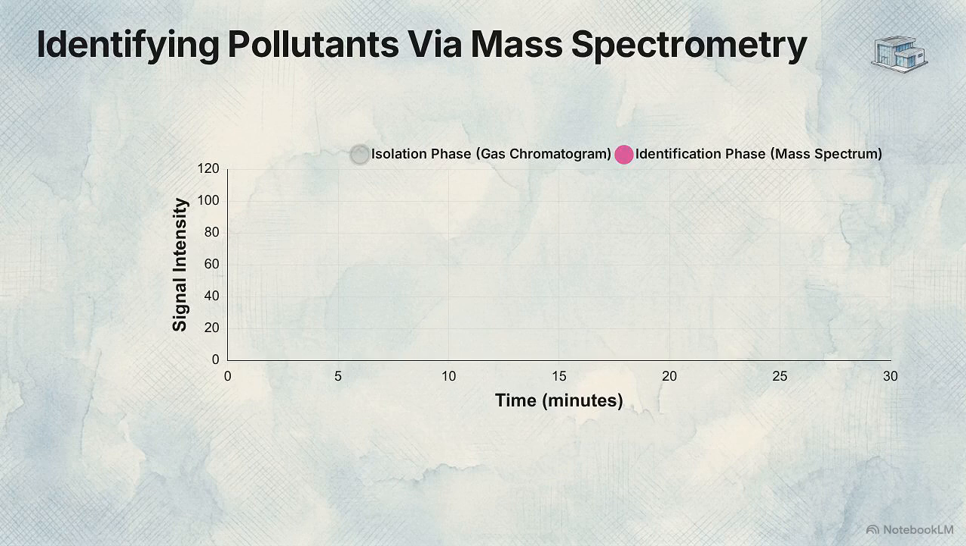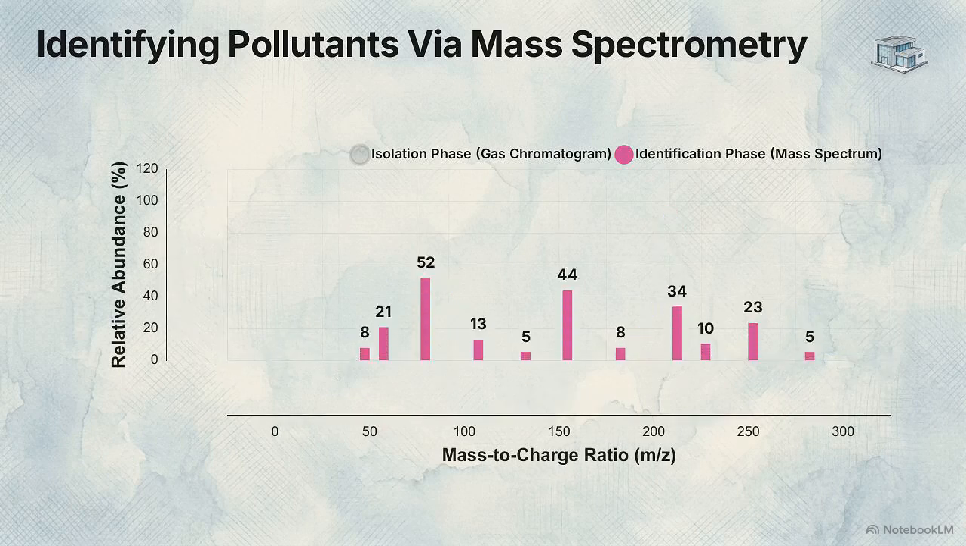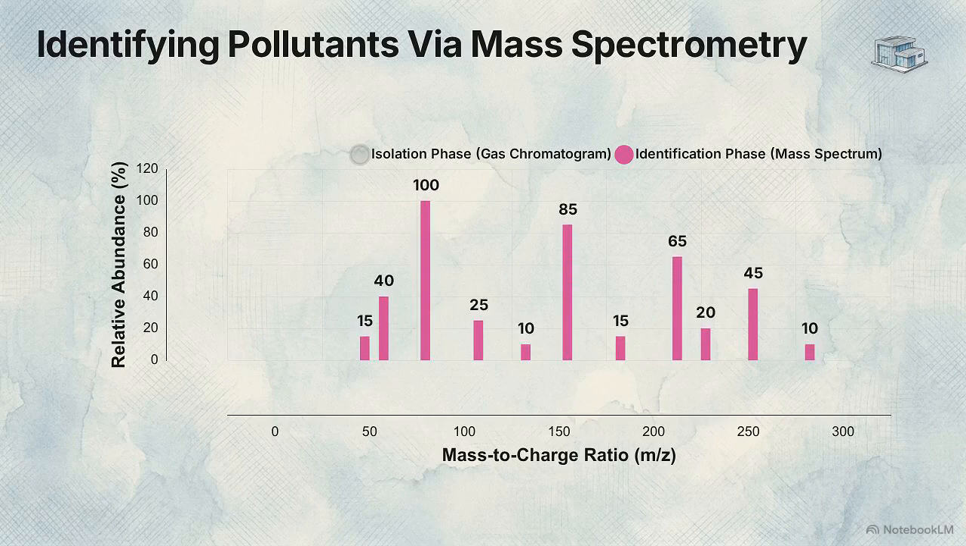This data visualization details gas chromatography mass spectrometry. The gas chromatogram isolates compounds over time. Zooming into a single peak reveals the mass spectrum, identifying the complex organic compound. GCMS is essential for identifying complex organics, like petroleum hydrocarbons, PCBs, and pesticides.